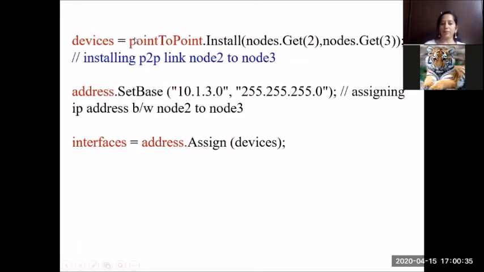So what I was trying to tell you is, you just repeat the statements where you install the point-to-point link on each of the nodes, 0 and 1 first, then 1 and 2 next, then 2 and 3 last, and set the base address for each. For the first link, you set the base address as 10.1.1.0. For the next one, 10.1.2.0. For the third one, 10.1.3.0. And finally, you will use this assign method to assign the addresses on the devices.